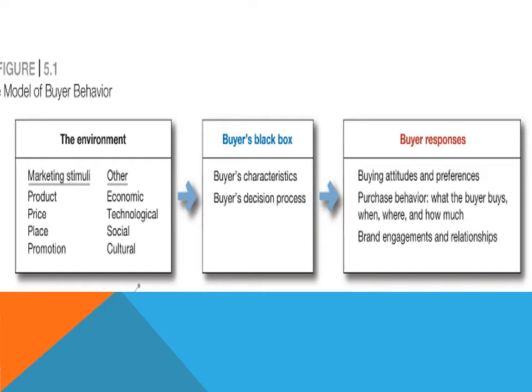And here are some responses that the buyers finally show toward the marketing stimuli, influenced by the buyer characteristic, whether they have a specific attitude or specific preference toward a different brand, and whether they finally create a purchase behavior, where they're going to buy and how much, whether it will create some brand engagement and a good relationship between you as a marketer and a brand with the customers. So further, we're going to discuss the buyer's black box.